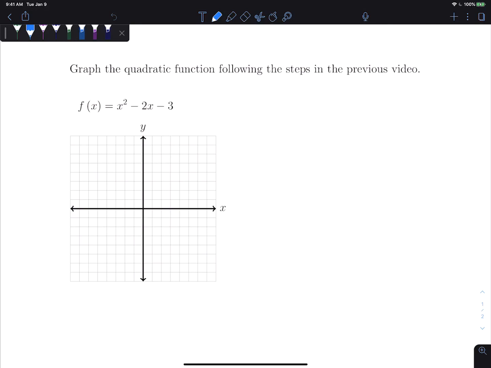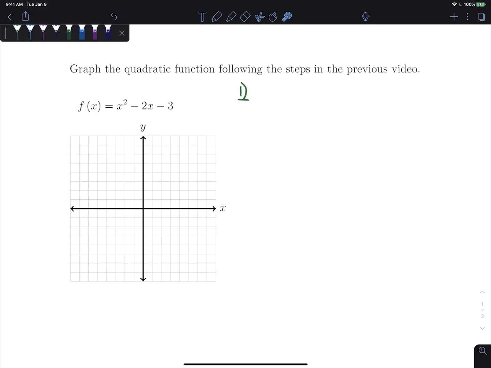Hello. In this video, we're going to graph the quadratic function following the steps in the previous video. So we're going to go through those steps one at a time. And the first step was to determine whether the function opens up or down.